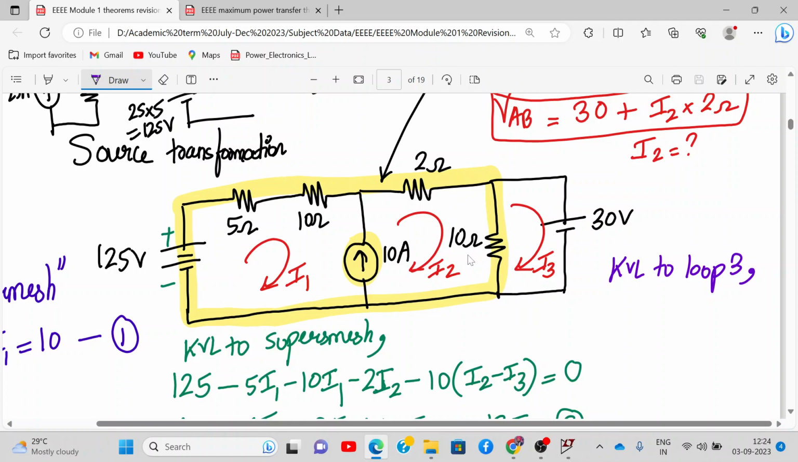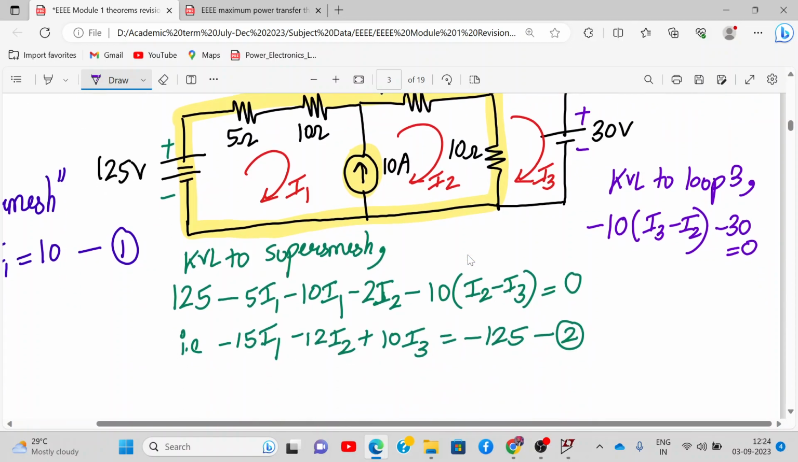30 minus 10, no, 10 into I3 minus I2. No, minus 10 into I3 minus I2, and then we have plus to minus. We are going from positive to negative, so it will be minus 30 equal to 0. Yeah, that is the equation. So this will be 10 I2 minus 10 I3 is equal to 30. This is equation number 3. So please write it up till here.